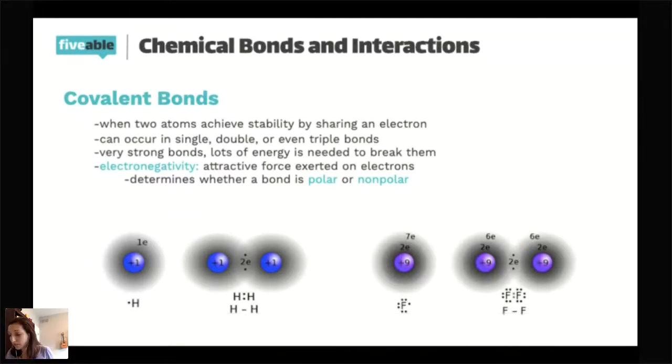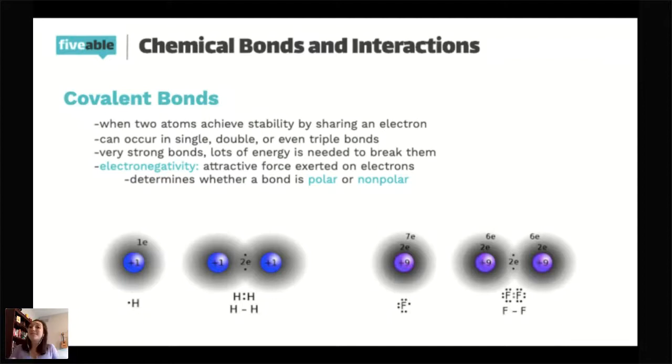Oh, no, wait, I'm sorry, I just misspoke. Triple bonds are usually found within nitrogen. You'll see a lot of double bonds between carbon, and double bonds do become important down the road, so make sure that you do understand that. And electronegativity, I did kind of skip over that.